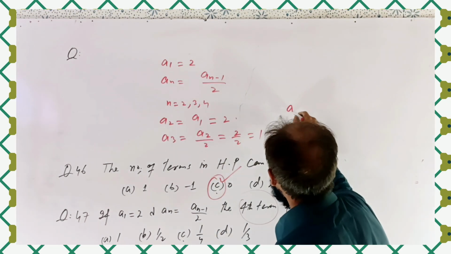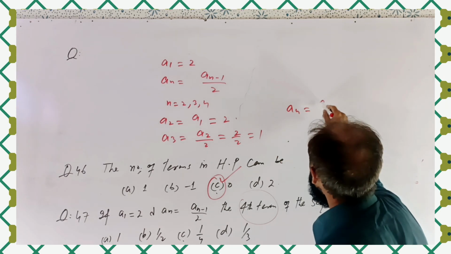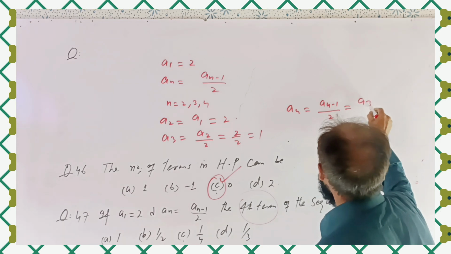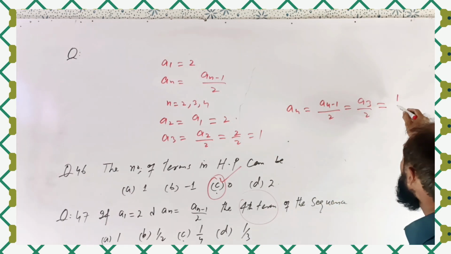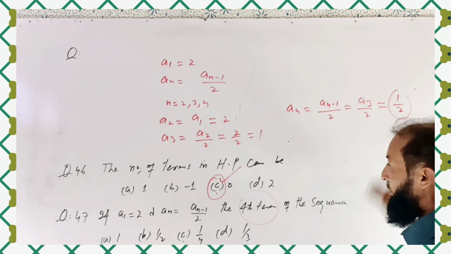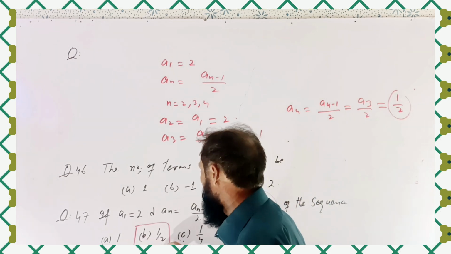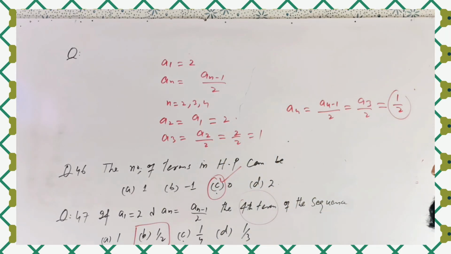Similarly, for a4, if we put n is equal to 4, we will get a4 is equal to a3 divided by 2. We get a3 is equal to 1, so a4 is 1 divided by 2. 1 divided by 2 is the correct answer, and B is the correct option in this. If we put a1, a1 is already given, equal to 2.